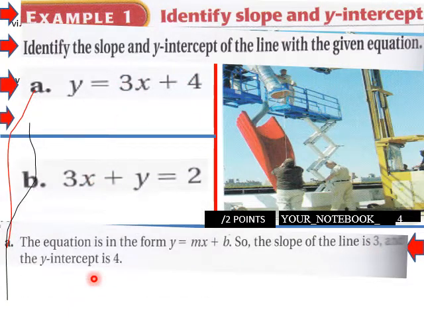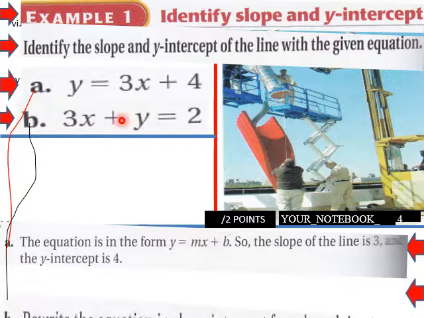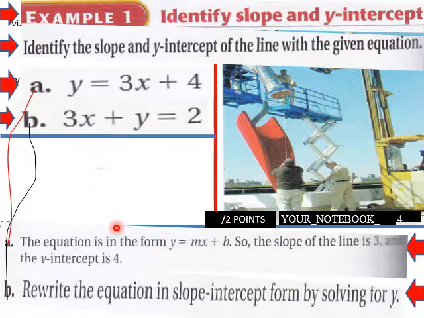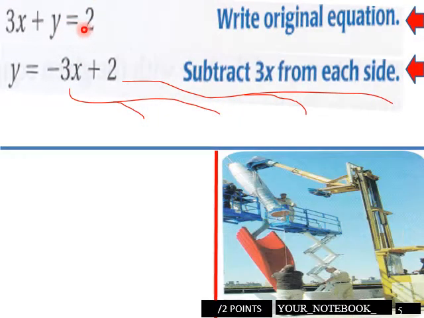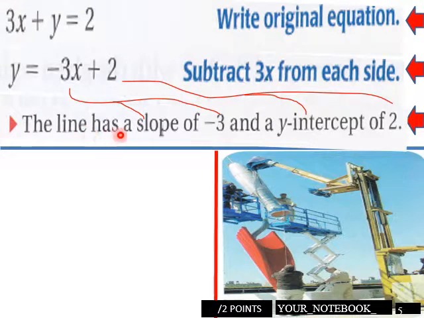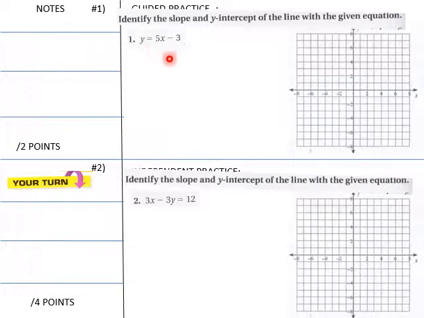Slope there. And then b, 3x plus y equals 2. Where's our slope? You rewrite the equation in slope-intercept form by solving for y. So we have to solve for y to really find out, don't we? Let's solve for y. Y equals negative 3x plus 2. We move this over here. And then now, the slope is negative 3. Here's m. And then y-intercept would be 2. Here's our b there. Okay, got it, practice.